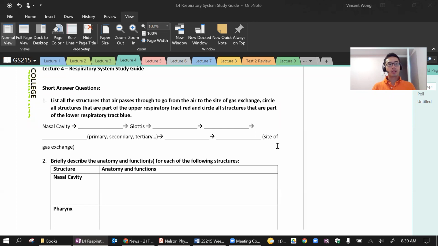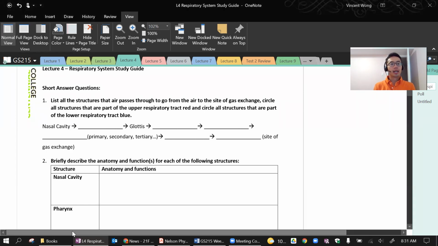Today we will be doing lecture 4, the respiratory system. It's quite an easy system after we survive the blood and the immune system. The respiratory system will be relatively easy. I don't think we're going to need a lot of time. We'll see how it goes.